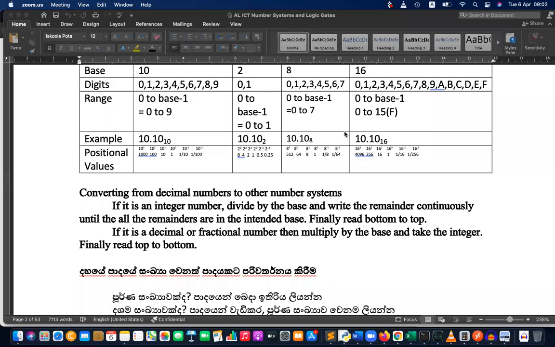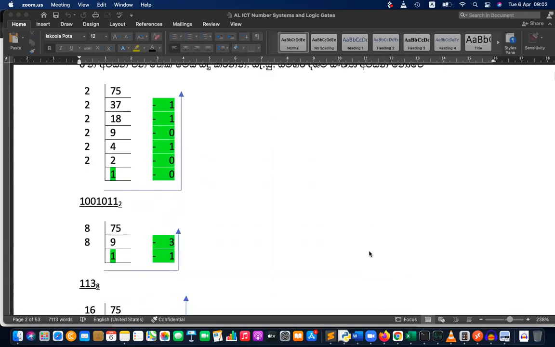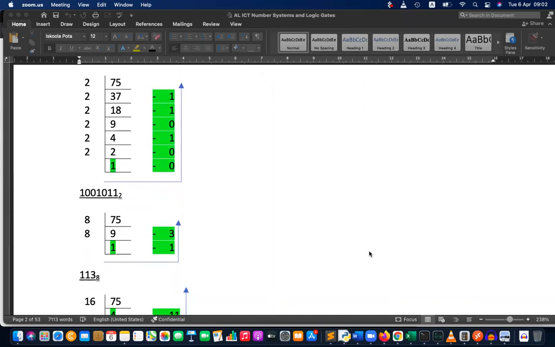Okay, so today let's see both directions. Actually, I have given some homework. So if it is a decimal number and you want to convert that to binary, what you do is continuously divide that number by the base.